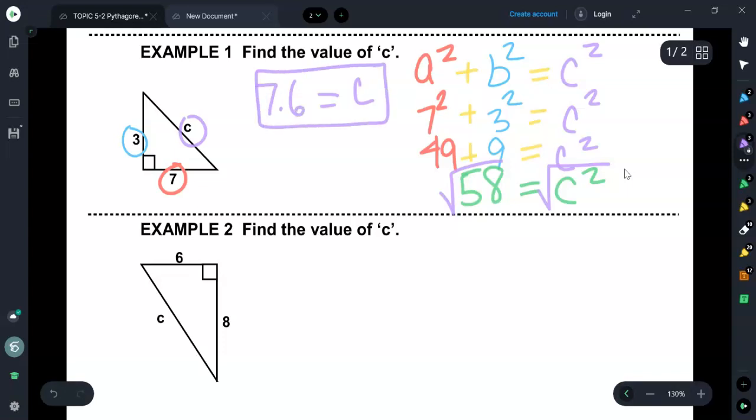We haven't done solving radicals yet. We'll get to that. That's something where we will work with radicals and reducing radicals, but right now just get the decimal answer. Okay, let's look at example 2.